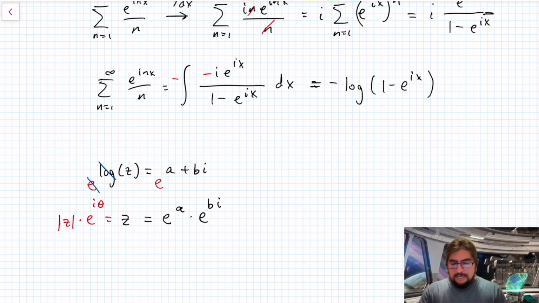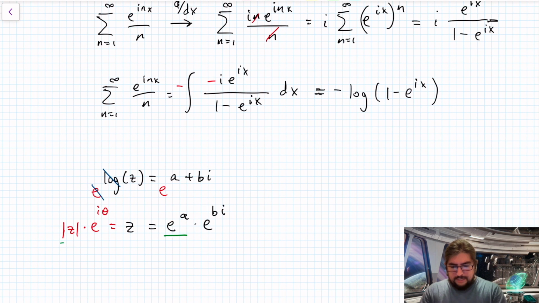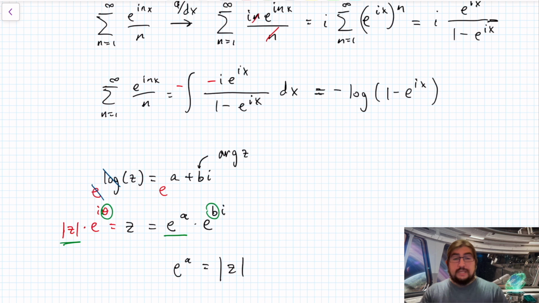Okay, so now what? Well, now if we compare these things, this must be equal to this, and b must be equal to theta. Of course, this is up to coterminal angles, so you can add or subtract a multiple of 2 pi, but this ends up being true. I'll just say that it's the argument. So in fact, we know b is what is called the argument of z. Okay, what about e to the a? Well, e to the a is equal to the magnitude of z, like that.